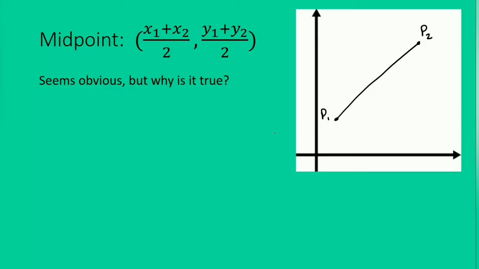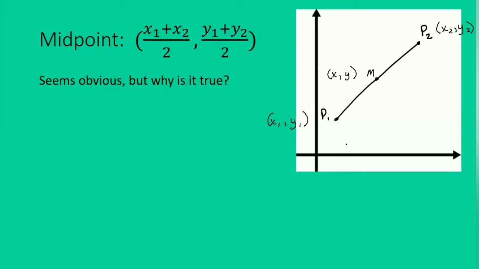Let's see why. If we have 2 points, P1 and P2, let's say their coordinates are x1, y1 and x2, y2. Well, halfway between P1 and P2, there is some point, let's call it M, that is equidistant. That's the midpoint, right? I'll let its coordinates just be x and y.